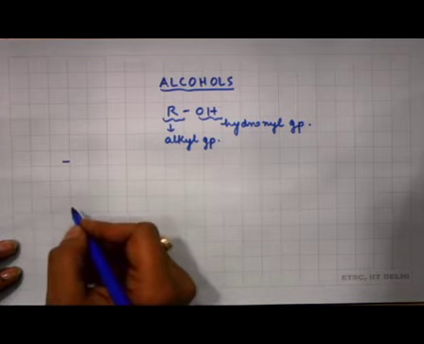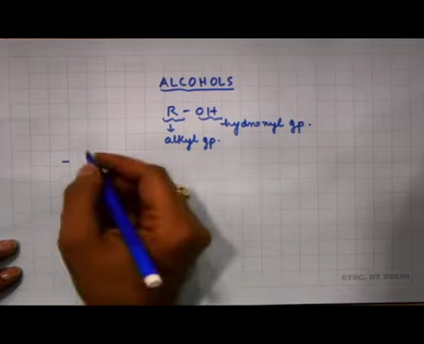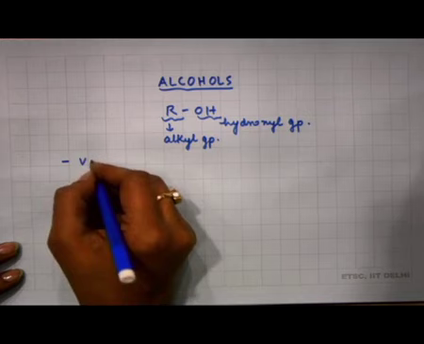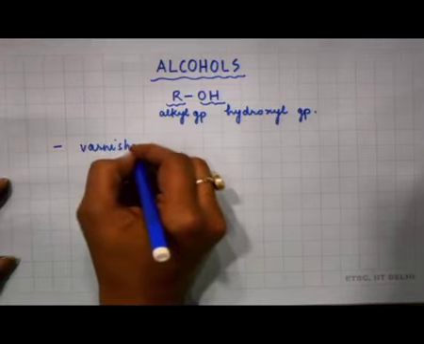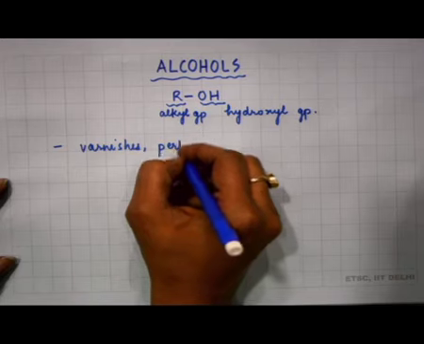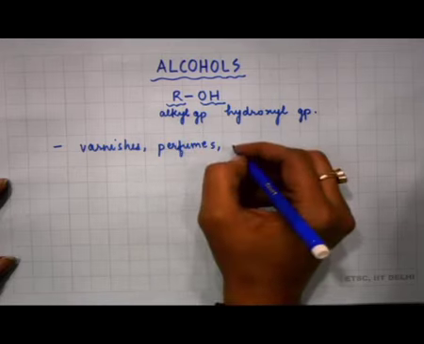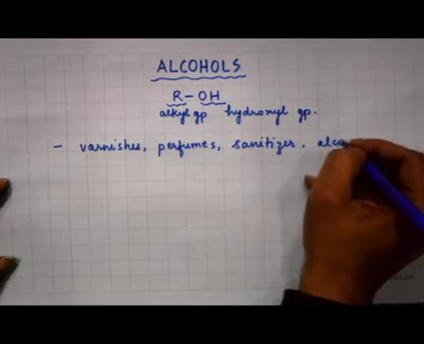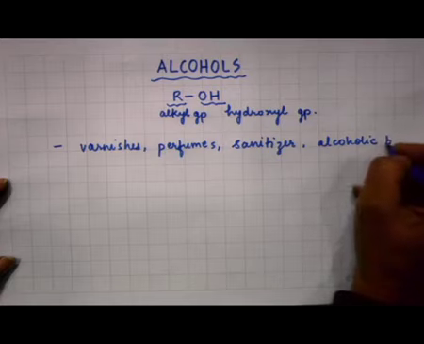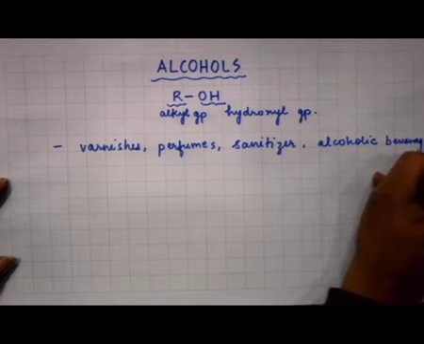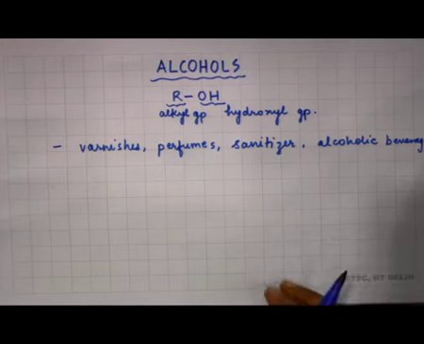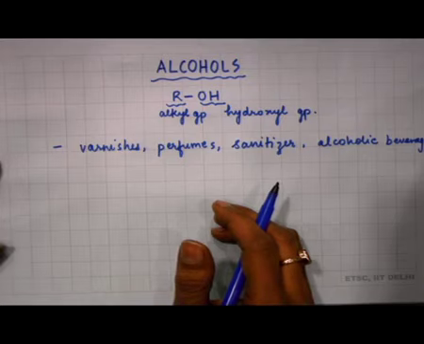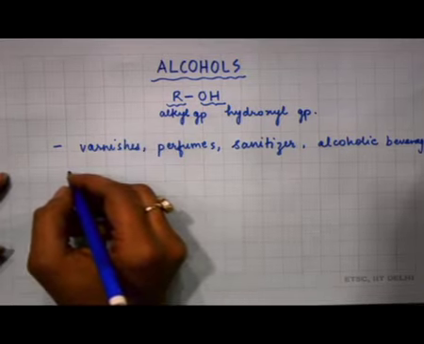These compounds have several important roles in our day to day life. They are a part of many important compounds and things which we use, such as varnishes. They are present in perfumes. They are also present in the hand sanitizers which we use these days, quite popular, and in alcoholic beverages. So, they are a part of several important compounds which we have been using. However, we need to learn something about their chemical structure and properties, and that is what we are going to do in today's lecture.